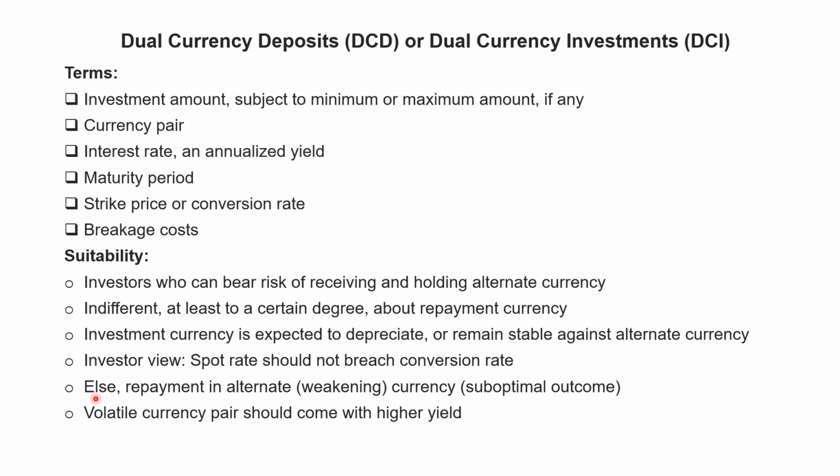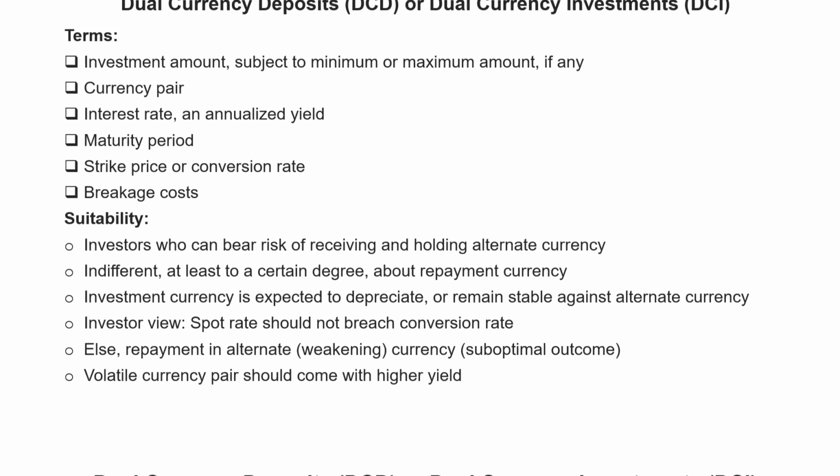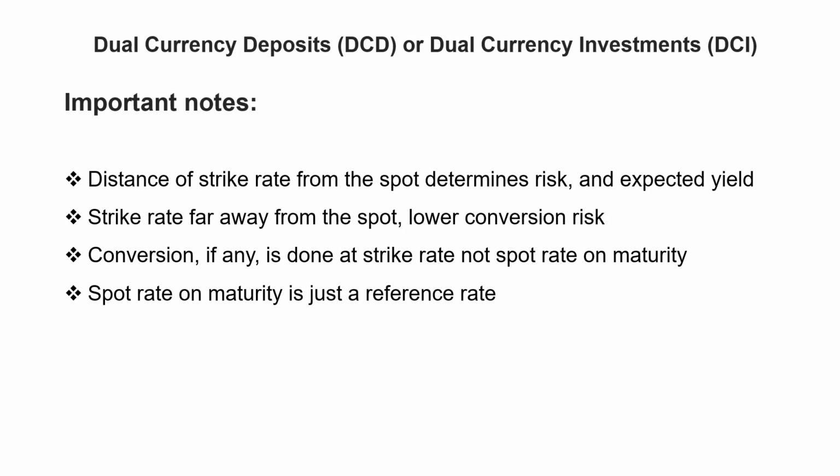If the investment currency appreciates against the alternate currency, that is, the alternate currency weakens, the principal plus the interest can be returned in the alternate currency, which is the weakening currency, leading to a suboptimal outcome for the investor. As we will discuss in detail, the bank will convert only if the alternate currency weakens beyond the conversion rate. If the currency pair is volatile, a rational investor would therefore avoid the DCI or expect a commensurately higher yield. On the other hand, the issuer hopes that the investment currency will strengthen so that his repayment cost reduces and his net profit increases. How? We will discuss this with examples later.